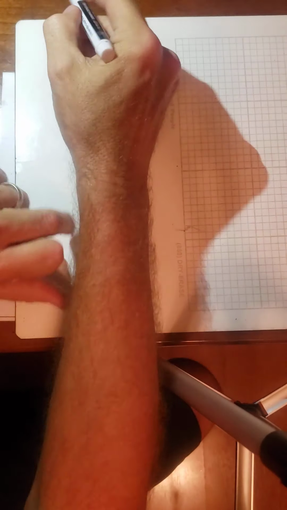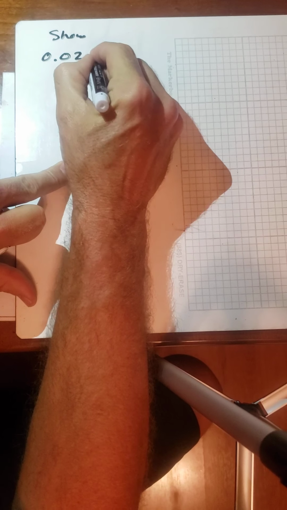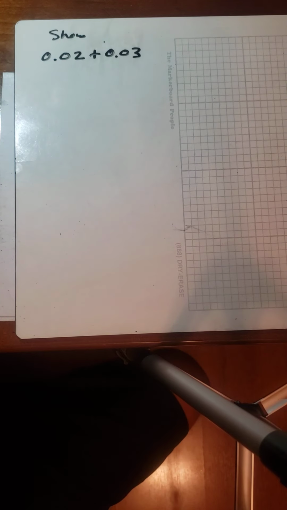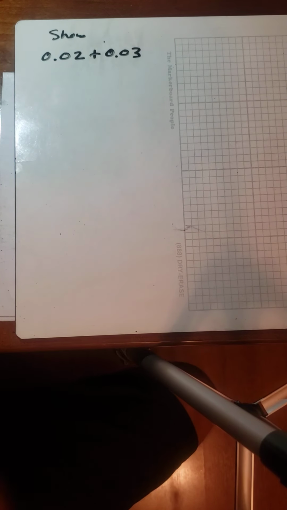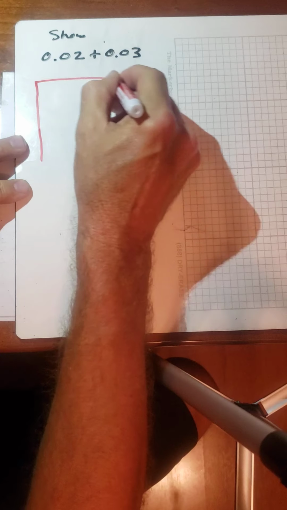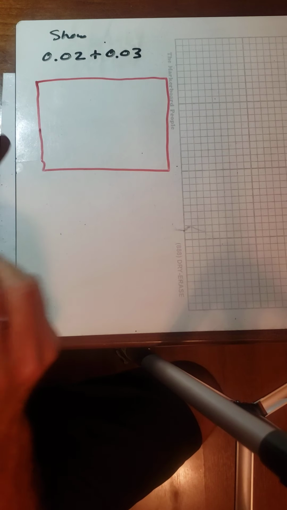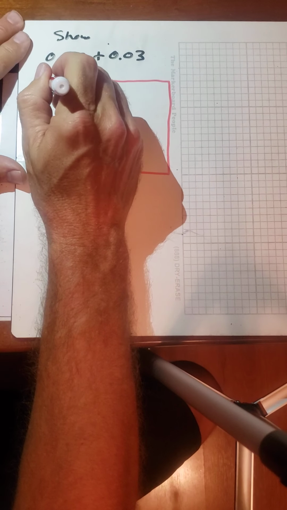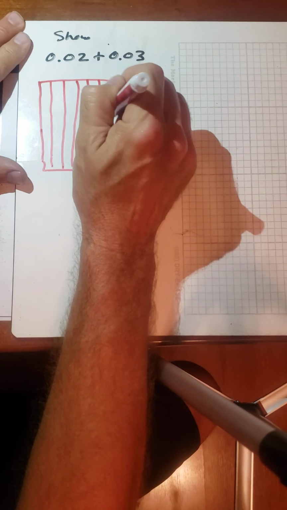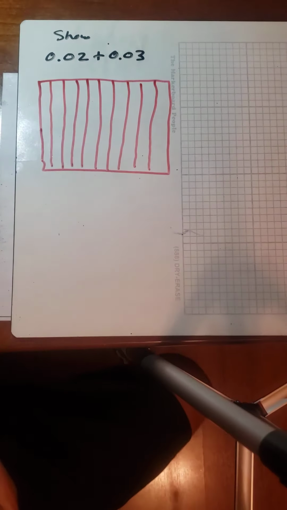All right, so here we go. So again, we're showing 0.02 plus 0.03. So look at this, and I say, okay, I need to show tenths. So, all right, so I'm going to show it by drawing this thing. All right, I'm on the board, yep. And if I do this, which I've been doing before, okay, so if I do that, okay, there we go.